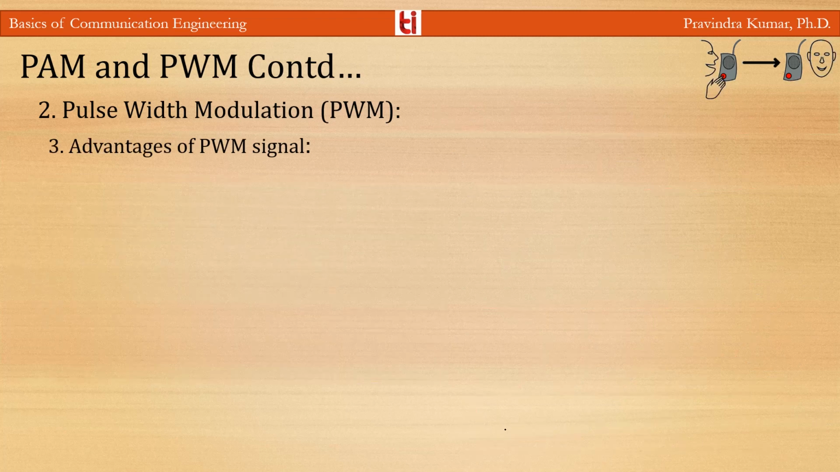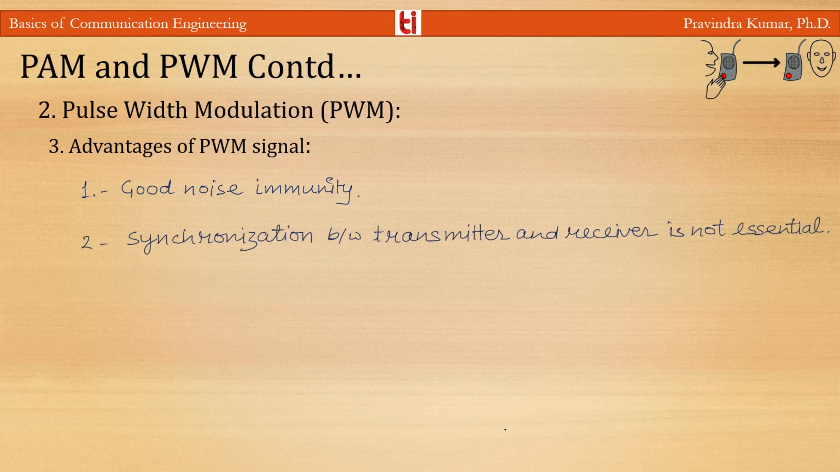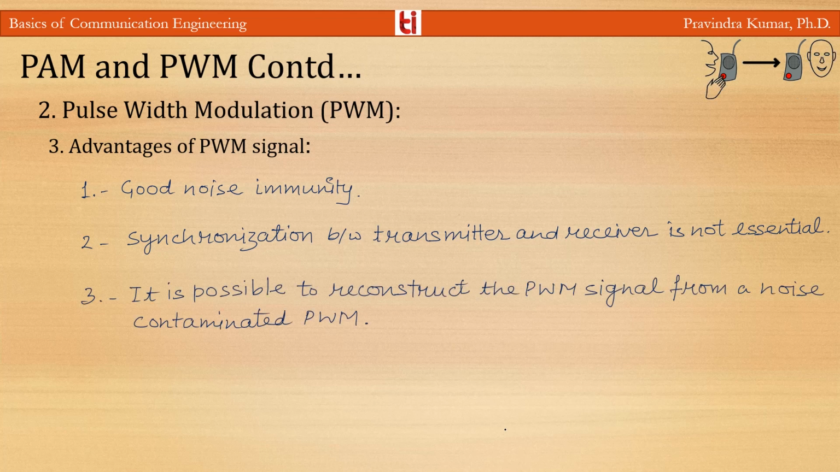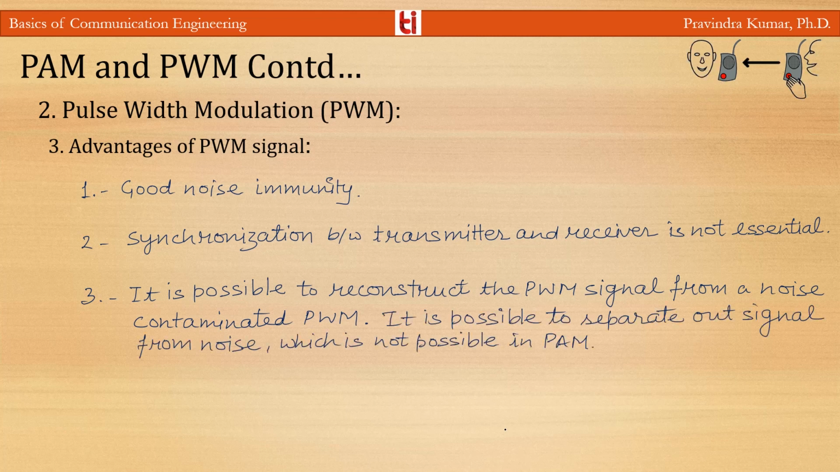Now, advantages of PWM signal: less effect of noise, that is, very good noise immunity in the PWM signal. Synchronization between transmitter and receiver is not essential, which is essential in the PPM signal. And it is possible to reconstruct the PWM signal from a noise contaminated PWM. It is possible to separate out signals from the noise, which is not possible in PAM.